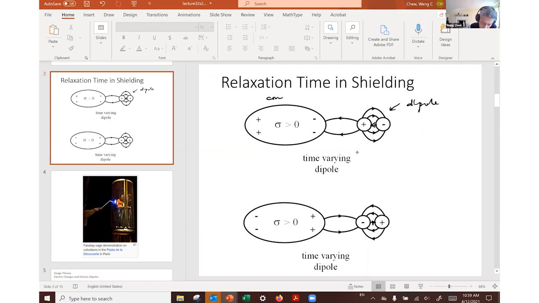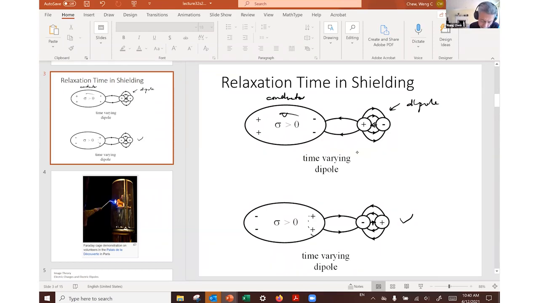This is just a conductor. Okay, and then as the dipole is time varying, it will come to an instance where this will be negatively charged, and the other one will be positively charged. Then this part of the conductor will become positively charged. So you can only go from scenario 1 to scenario 2 if there is a current going back and forth.